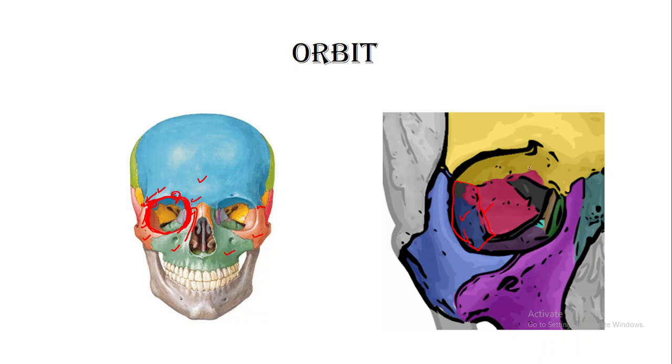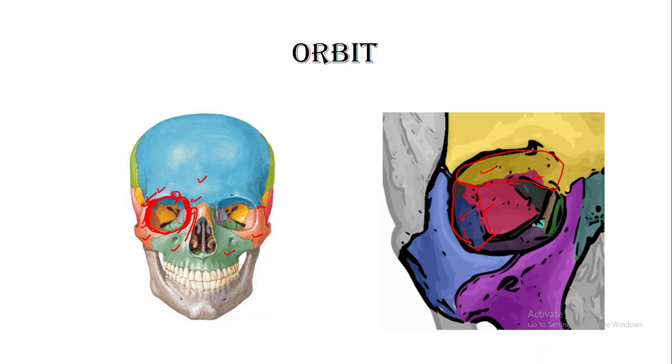Then the roof of the orbit. The roof is mainly formed by the frontal bone. This yellow colored bone is the frontal bone. So the roof of the orbit is formed by frontal bone and the lesser wing of sphenoid, this portion. So this forms the complete roof of the orbit.